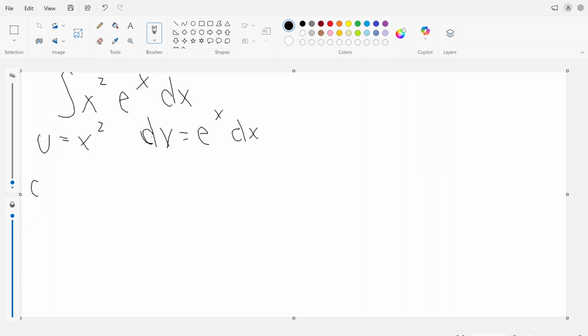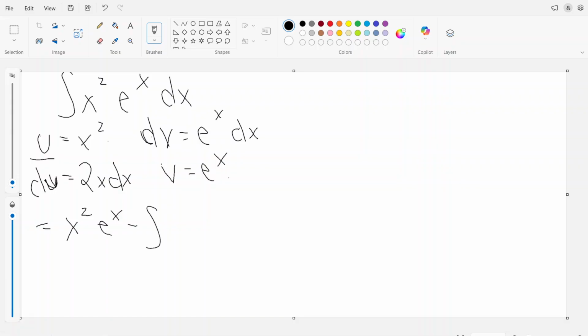When we differentiate u, du becomes 2x dx. Remember to always write a dx after we finish finding our derivative of u, because it's with respect to x. So then we do it for the antiderivative of dv, which is going to be e to the x. Now we can finally apply IBP. So it's going to be u times v, or x squared e to the x, minus v du. So e to the x times 2x dx.